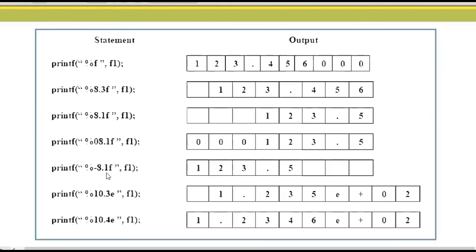This is minus 8.1f. Okay, it is opposite to this one. So 8 places will be used, but from the left side. So 1 2 3 point, and after the decimal there is one place only, so only 5 will appear here. And since a total of 8 places are to be used, the last three places will be blank here.